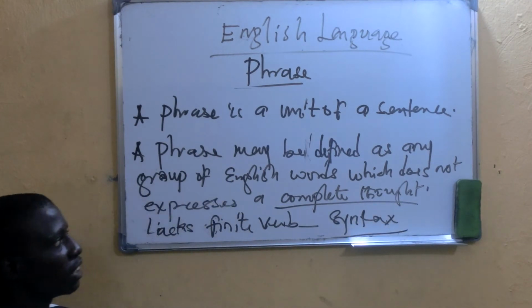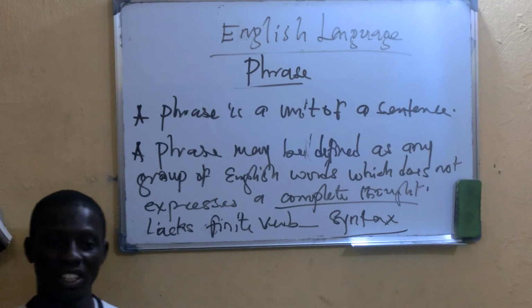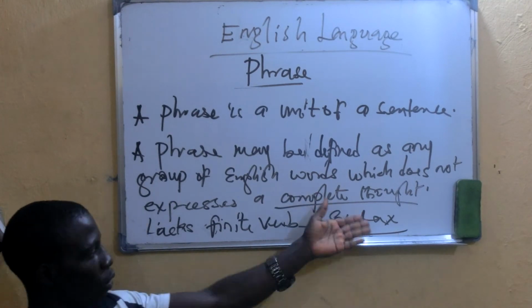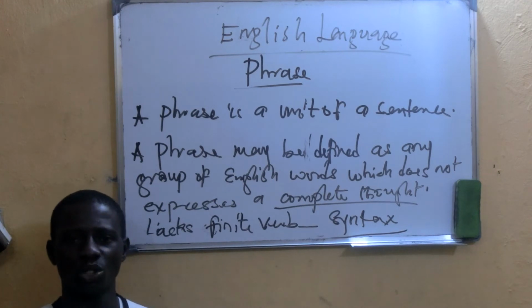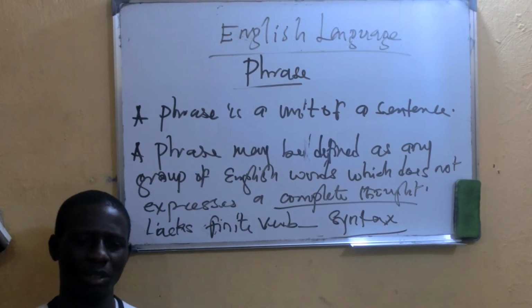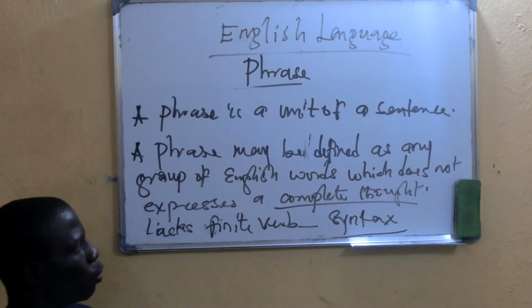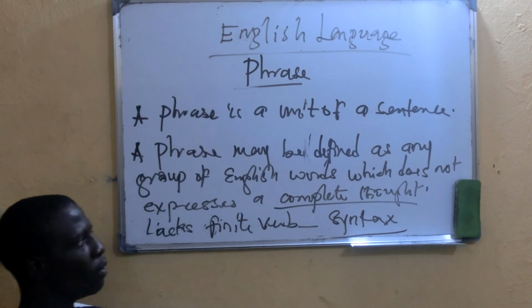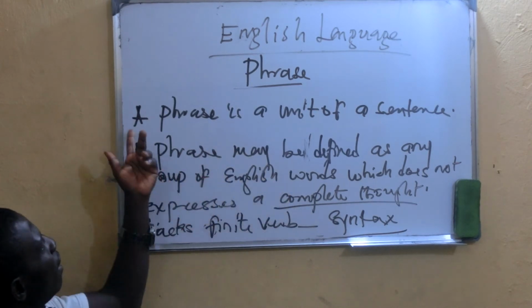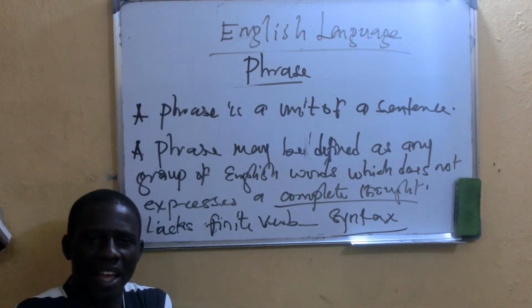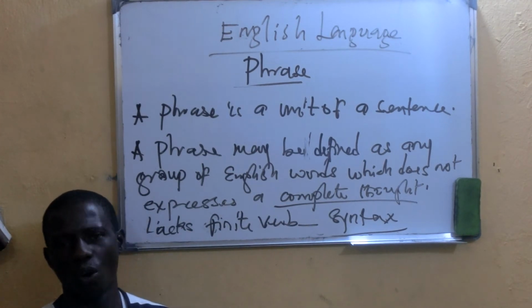And that's why we say that a phrase is a group of English words that cannot be analyzed in terms of syntax because it does not express a complete meaning, or it cannot be expressed without other components of a sentence. And that's why we can say that a phrase is a unit of a sentence. So a phrase can be analyzed within the contents of a sentence.